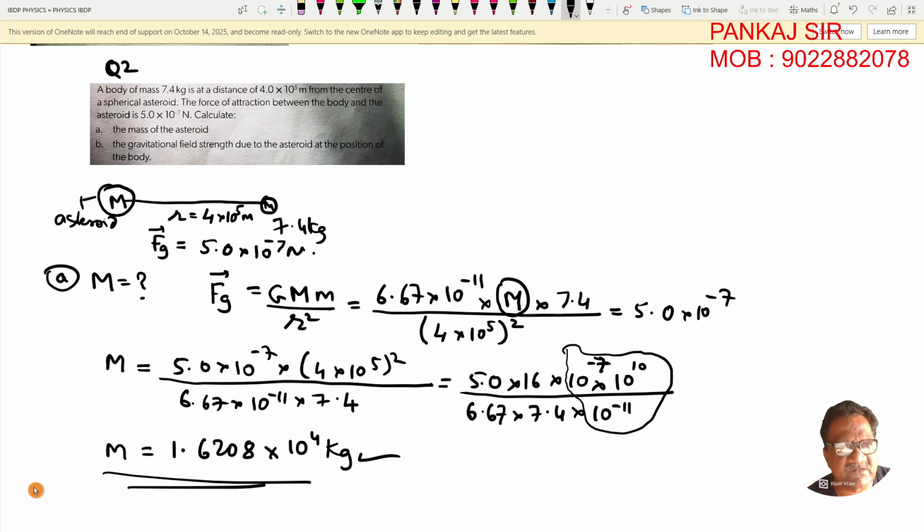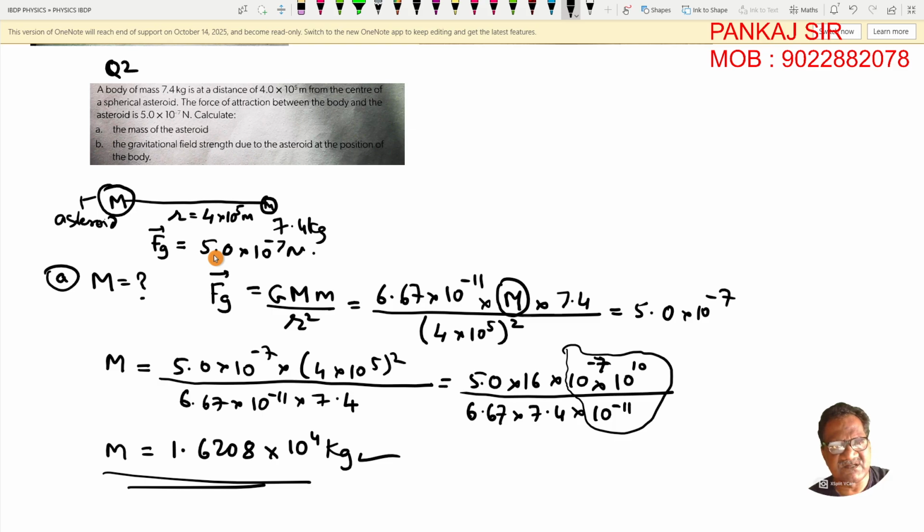Now the B part of the question is the gravitational field strength. You have to calculate the gravitational field strength due to the asteroid at the position of the body. So this is that body of mass 7.4 kg at this particular position, at a distance of 4 into 10 raised to 5 meters from the asteroid. You have to find out what is the gravitational field strength.